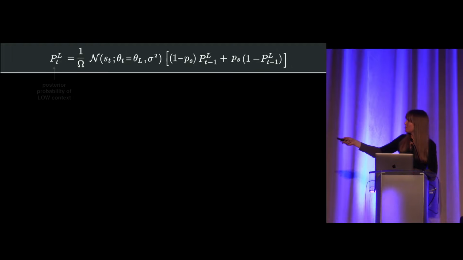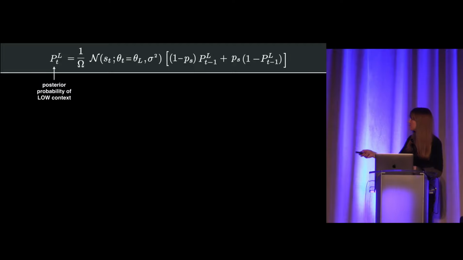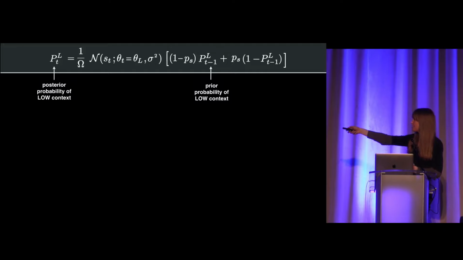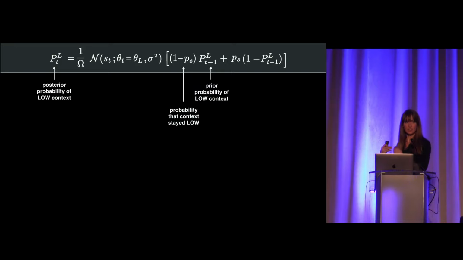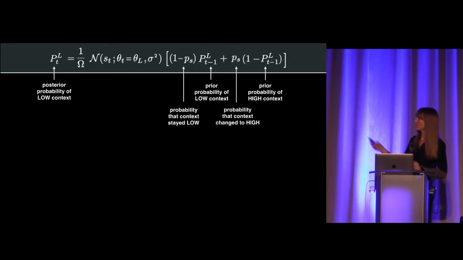So what we've derived on the left-hand side here is what we would call the posterior probability of being in the low context at time t. And we wrote this as a function of what we would call the prior probability of being in the low context at time t minus 1. So how probable were we at the last time step that we were in the low context? And then we would multiply that times the probability that the context stayed low from the last time point to this time point. And we would add that to the prior probability of being in the high context times the probability that the context changed from low to high.